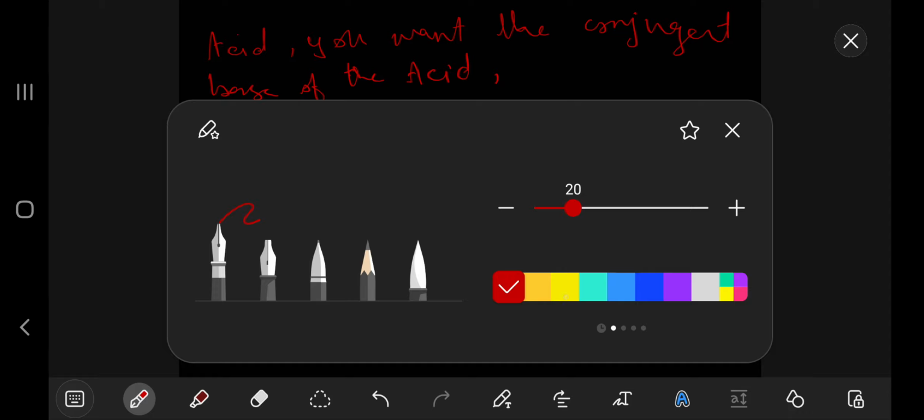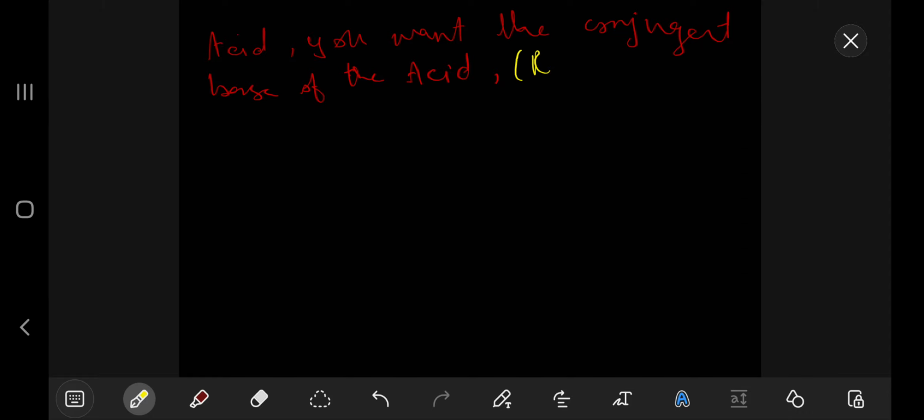So if you have an acid and you want the conjugate base of the acid, subtract or remove one hydrogen proton. Right, simple. Remove one hydrogen proton.